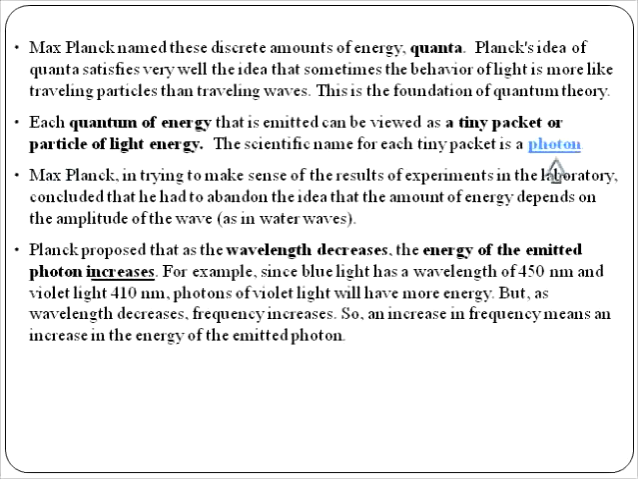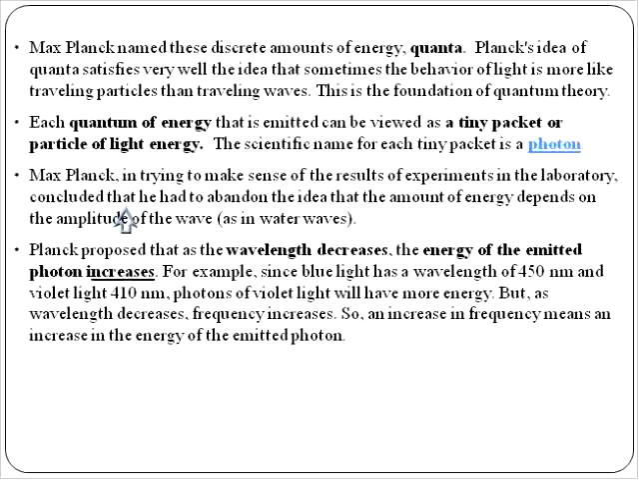So the scientific name for this tiny packet is a photon. A photon of light is just a small packet of light energy. When Planck started experimenting with this idea, he concluded that we couldn't try to say that the amount of energy in a light wave or in a photon depended on its amplitude, because brighter light didn't seem to have any more energy than dimmer light. So the amplitude didn't seem to have anything to do with the energy.